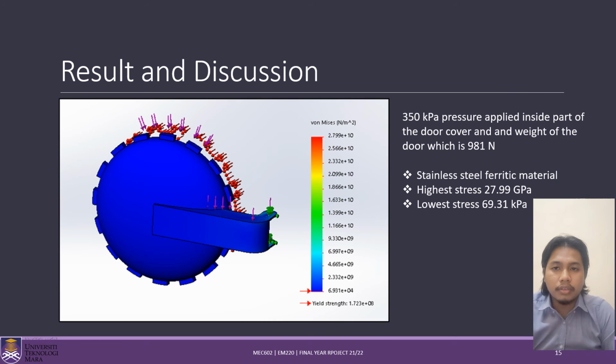For the door cover, 350 kPa pressure is applied on the inside part of the door cover, while the upper part of the door cover is applied with the weight of the door cover itself, which is equal to 981 Newton. So as we can see from the von Mises stress result, the highest stress exerted is 27.99 gigapascal and the lowest is 69.31 kilopascal.